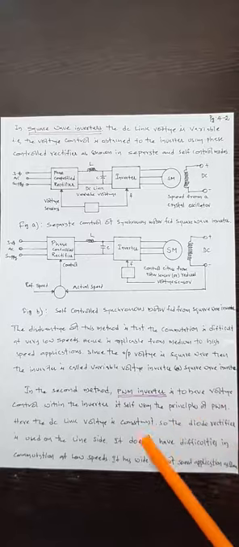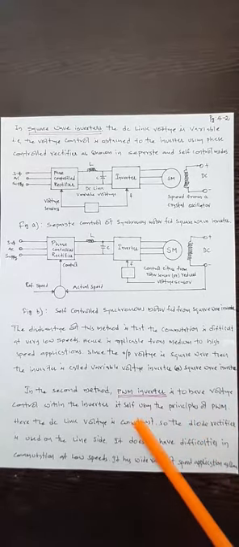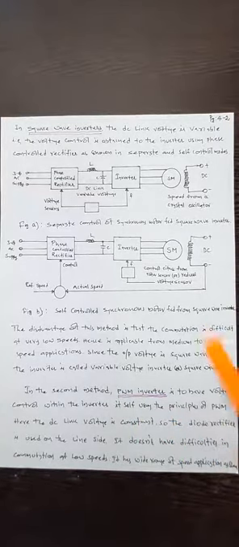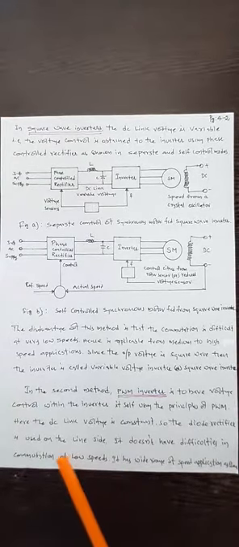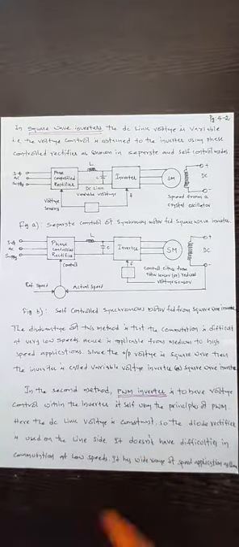In the second method, the PWM inverter is to have voltage control within the inverter itself using the principles of PWM. The PWM is nothing but generating the output in terms of pulses just by comparing the carrier signal with the reference signal. So here the DC link voltage is constant. So the diode rectifier is used.